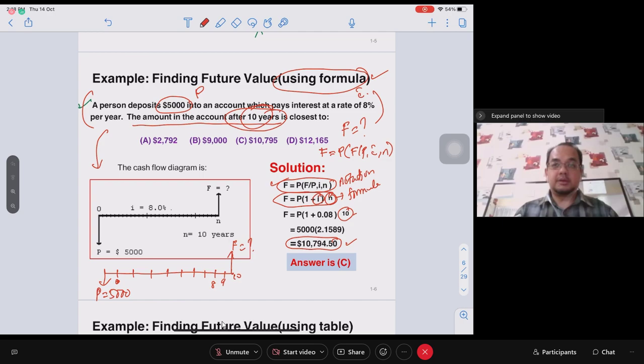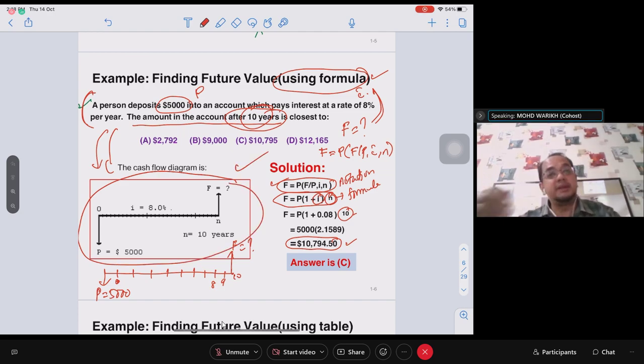Okay, thank you. Alright, so the first thing I told before, you have to draw the cash flow diagram, okay? Because the majority of the questions are in sentences, you just extract from the question. Then you draw the cash flow diagram, and this is the extra mark. Then you do the solution here, right?